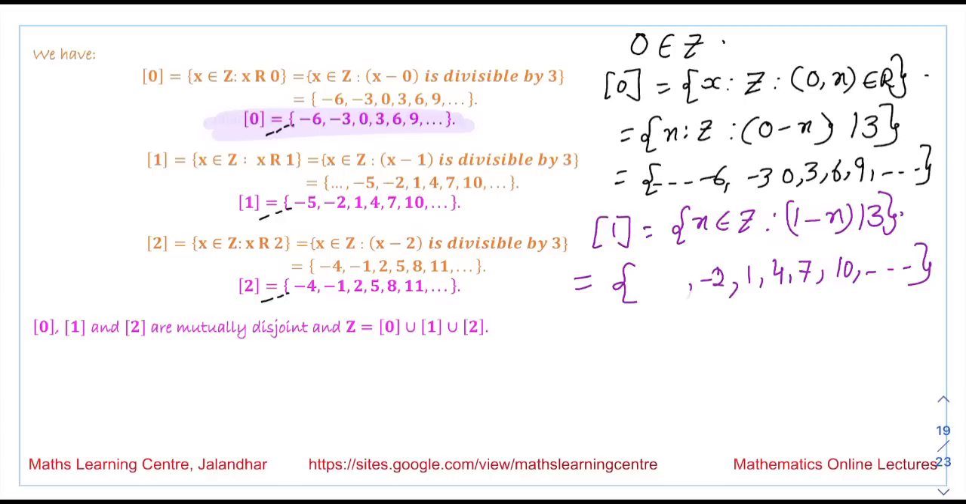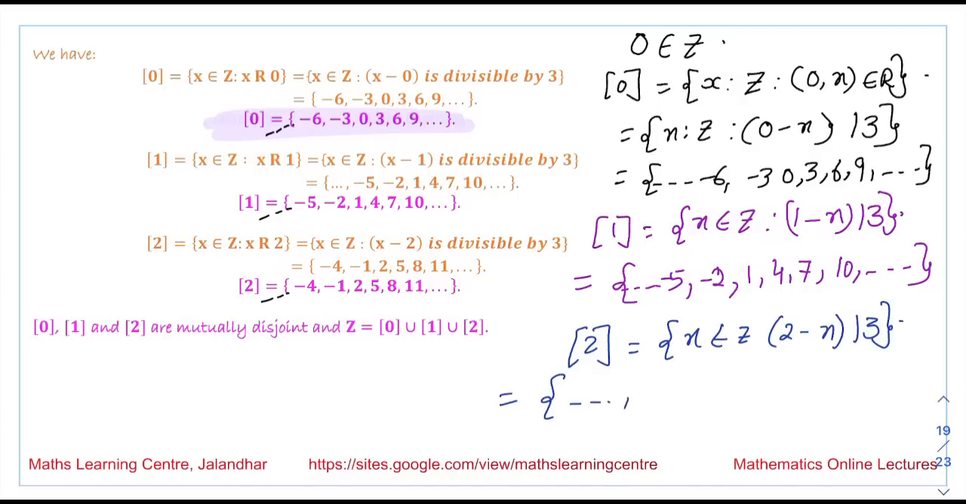Then it is minus 2, minus 5 and so on. The next number we have is 2. So it is x belongs to Z such that 2 minus x is divisible by 3. So the collection we will have is minus 4, minus 1, 2, 5, 8 and so on.